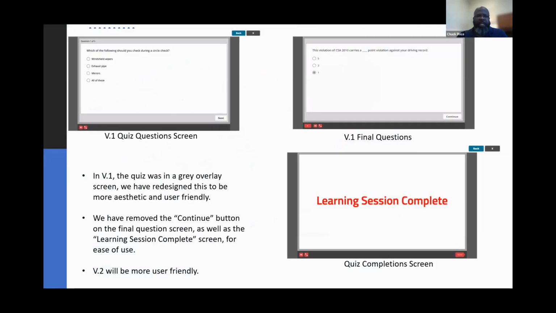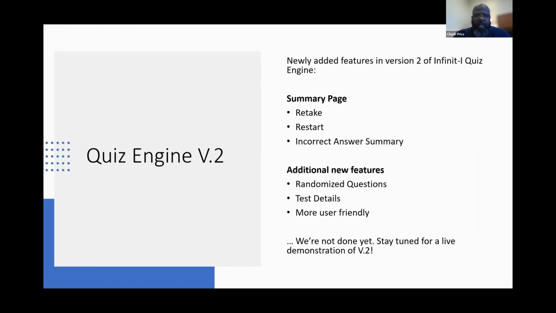So some of the things that we've had in version 1 was the gray overlay screen, which we've redesigned to make more aesthetically pleasing to the eye. It's also smoother and more user-friendly. There are a few options that we've removed. So the continue button has now been eliminated, as well as a learning session complete screen to give you a more fluid experience when it comes to utilizing the quiz engine.